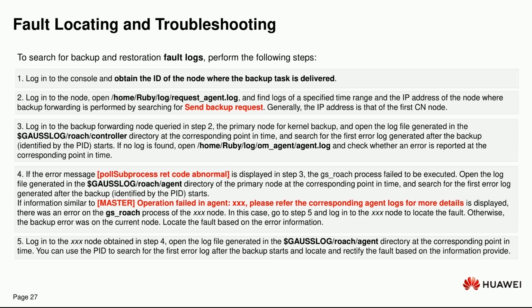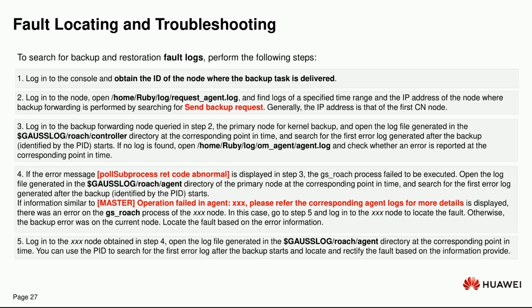Firstly, log into the console and obtain the ID of the node where the backup task is delivered. Secondly, log into the node as the database installation user. For example, Ruby, go to Home Ruby log request, agent log, and find logs of a specified time range, and the IP address of the node where backup forwarding is performed by searching for send backup request. Generally, the IP address is that of the first CN node.